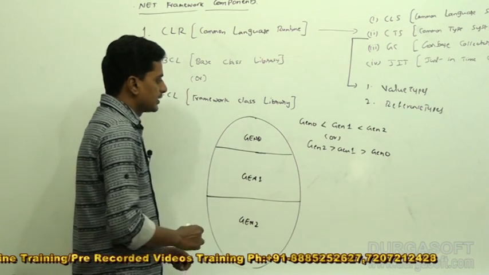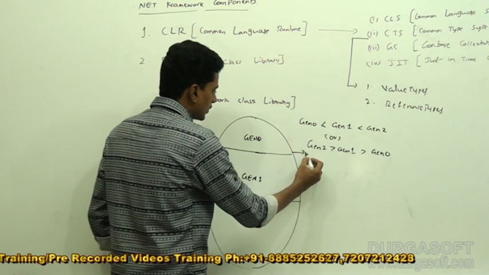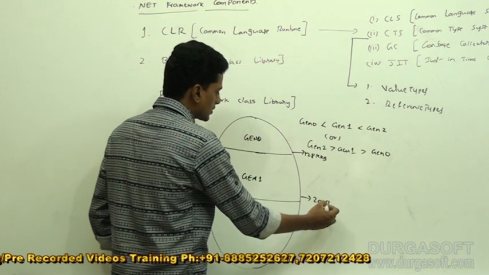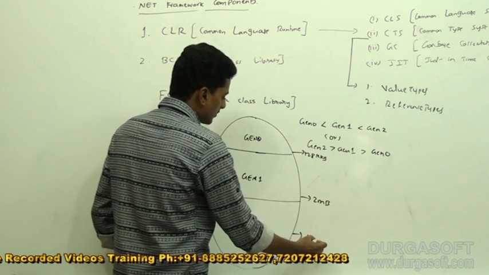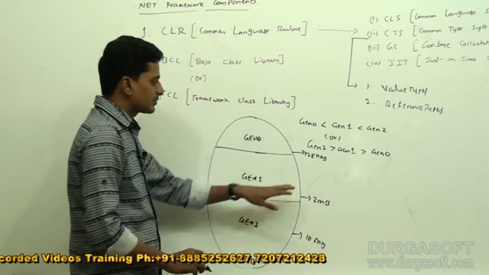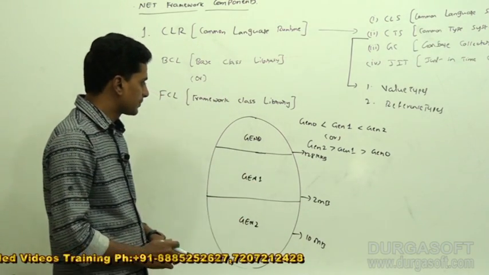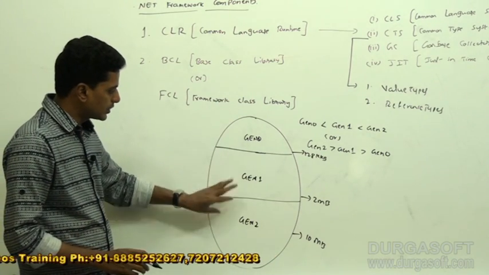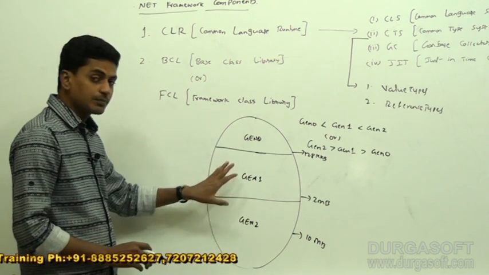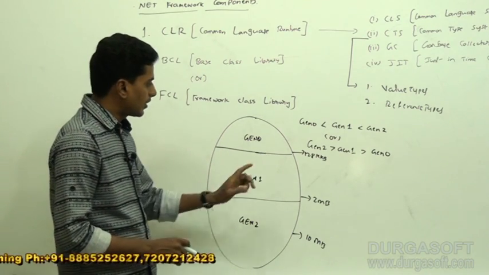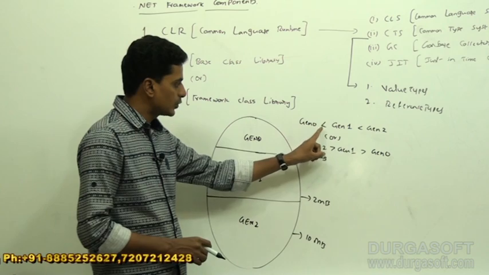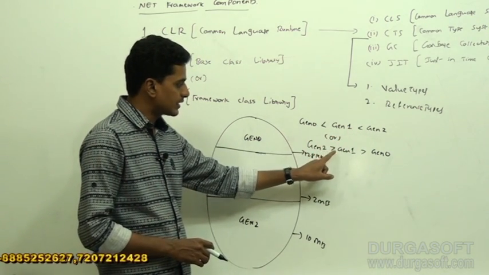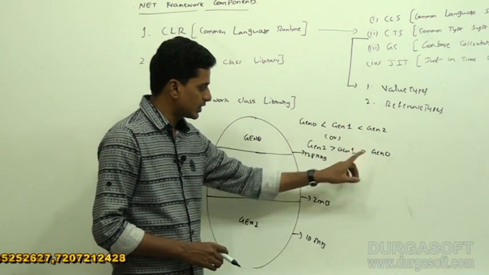For example, generation 0 is 128 kilobytes, generation 1 is 2 megabytes, and generation 2 is 10 megabytes. So this is the memory for the generations. The garbage collector is internally divided into three generations, 0, 1, 2, and it works completely with the managed heap mechanism. Always, generation 0 is less than generation 1, which is less than generation 2.